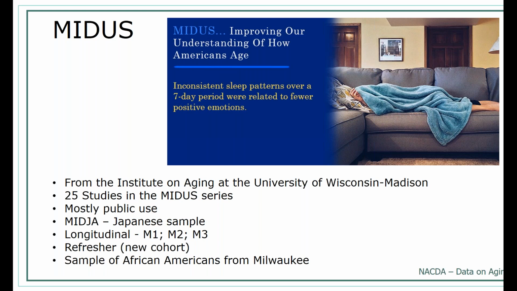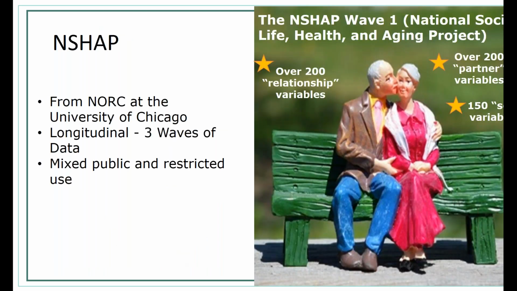We have about 25 studies in our MIDUS series. And I think that's all of the MIDUS data, and most of it's public use. There is a Japanese sample called MIDJA. It's longitudinal, and there's the MIDUS 1, MIDUS 2, MIDUS 3 samples, and those can all be merged using the ID variables. And then there's the refresher sample, and that's a new cohort, and that cannot be merged with the other samples. We also have some restricted data from MIDUS, which is the African American sample from Milwaukee.